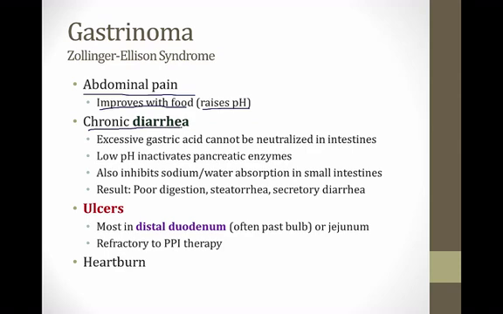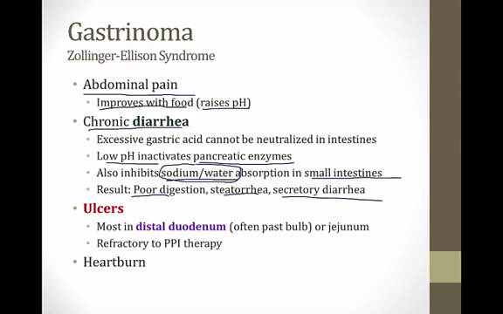Well, all that acid overwhelms the neutralizing capacity of the intestines. Normally, when food reaches your intestines, the pH rises, but this cannot occur when there's excessive acid. So acid spills into the intestines, and the low pH in the intestines inactivates the pancreatic enzymes. They don't function well at a low pH. In addition, all that acid in the intestines inhibits sodium and water absorption in the small intestine. So as a result, patients with the Zollinger-Ellison syndrome have poor digestion, steatorrhea, and they can have a secretory diarrhea from all of the sodium and water spilling into their intestines.